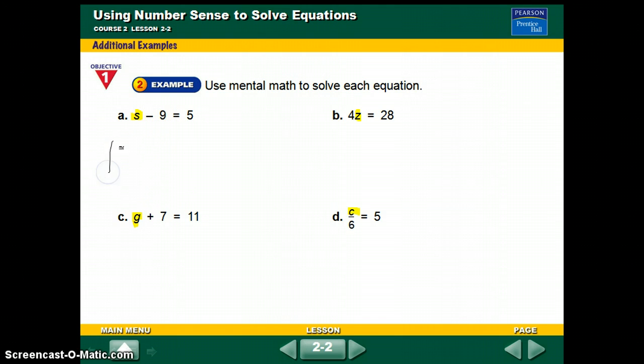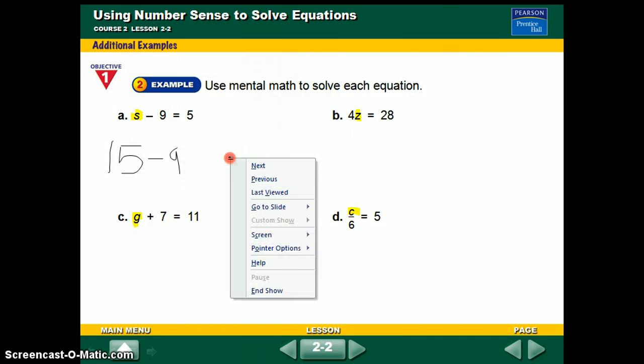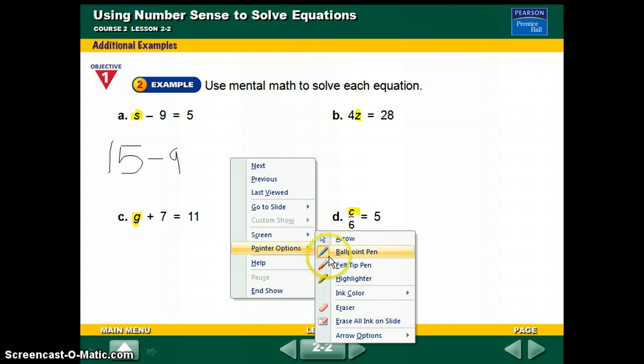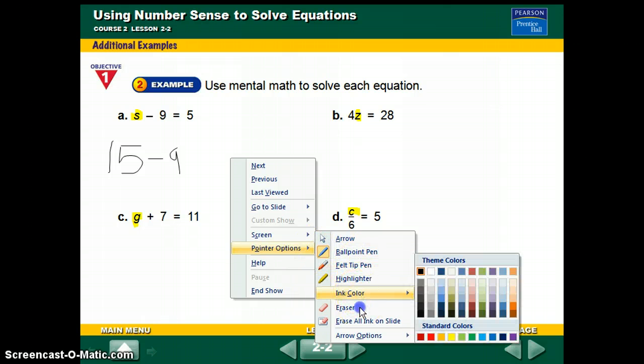So could you try 15? Well, think about it. What's 15 minus 9? Does that get you 5? No, it gets you 6. So that doesn't work. So we have to get 5. So just think about what could you plug in there to make it work.